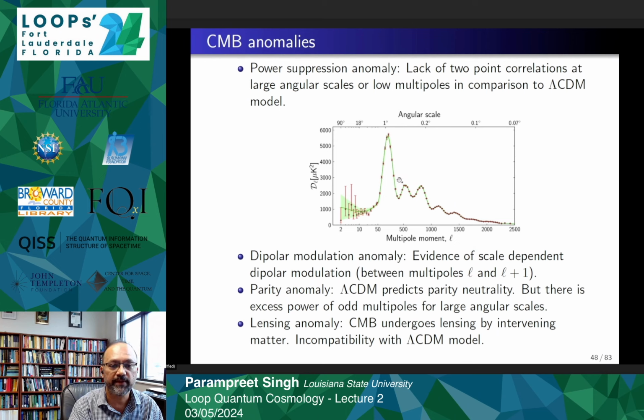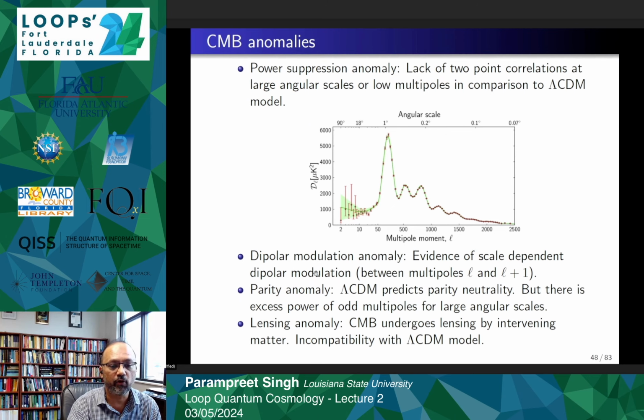You can see here these red dots, which are the Planck observations. And this green curve is the GR fit, or the lambda CDM, with one of the favorite inflationary potentials, or basically different inflationary potentials. You can see there is a lot of power suppression here. This is a lack of 2-point correlations at the large angular scales, or low multipoles, in comparison to the lambda CDM model. That's a power suppression anomaly. And this is one of our windows to explain: can quantum gravity explain this anomaly?